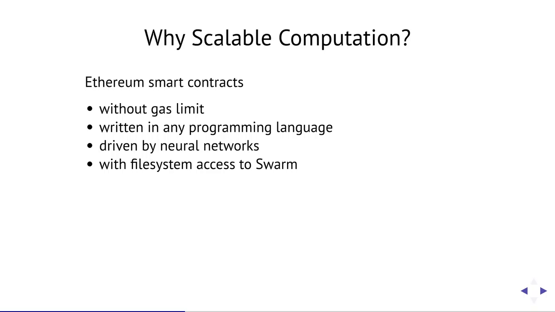Ethereum has smart contracts, which means computations running on the blockchain, but they are limited in complexity and limited in resource usage, because every full node has to process every transaction. And with TrueBit, you can get smart contracts which do not have a gas limit, essentially. They can be written in any programming language.